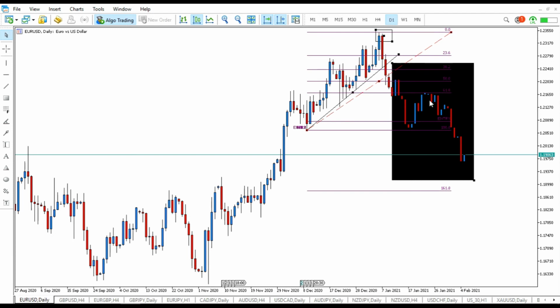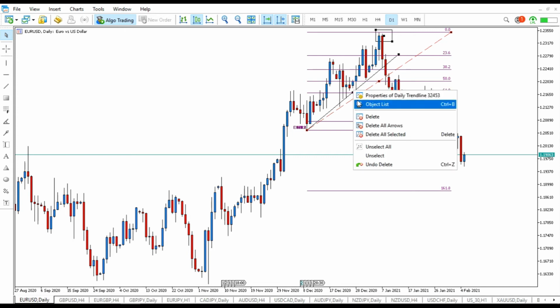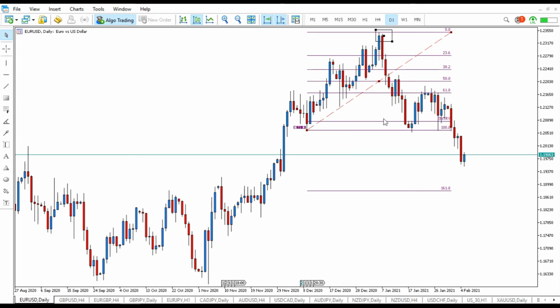So let me go ahead and delete this rectangle right now. This rectangle. So now you can see what price has done, right? You can see what price has done. Let me delete this as well, this trend line. So you can see the levels we want to focus on, like I said in the beginning of the video, is 38.2, the 50 level, and the 61.8. And that is exactly what I did. The 50 level is the most important level that I like to focus on.